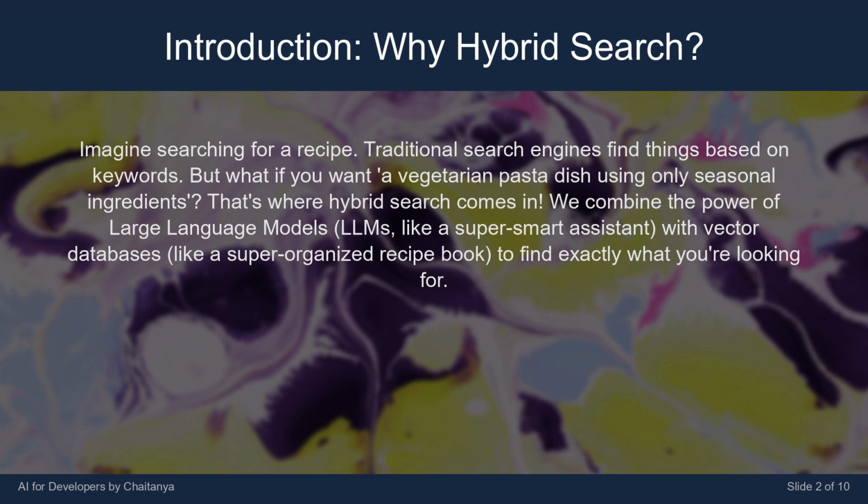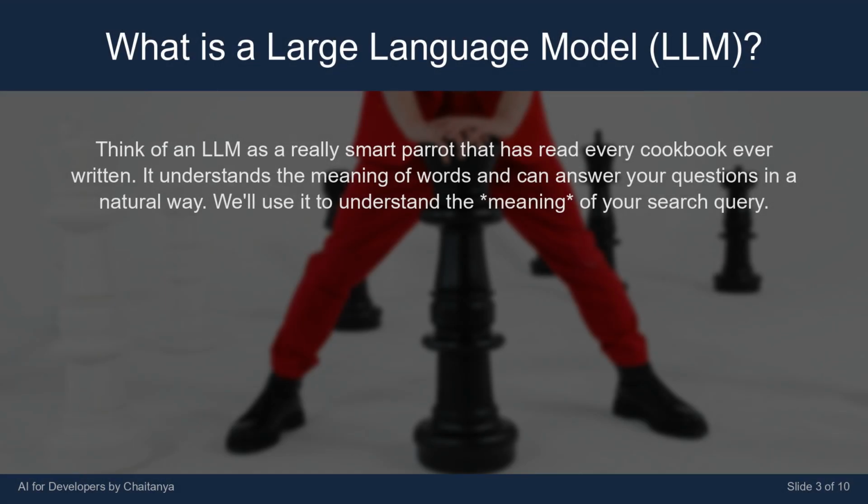We combine the power of large language models, LLMs, like a super smart assistant, with vector databases, like a super organized recipe book, to find exactly what you're looking for. Think of an LLM as a really smart parrot that has read every cookbook ever written. It understands the meaning of words and can answer your questions in a natural way. We'll use it to understand the meaning of your search query.